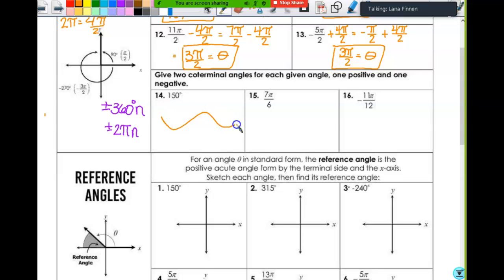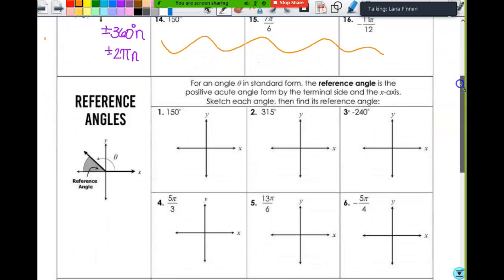Okay. We're not going to do this part because basically we don't need to. It's just more coterminal stuff. I don't think it's necessary. So let's talk about reference angles.